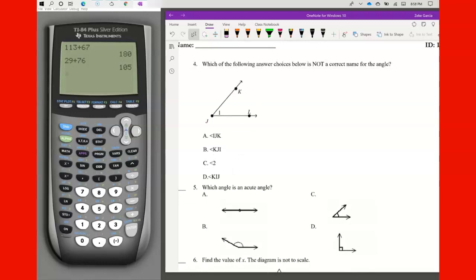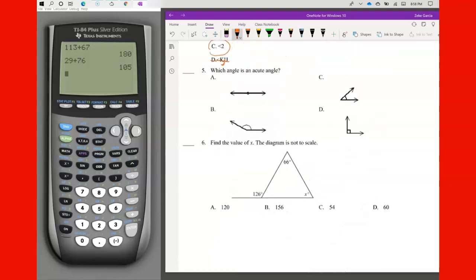Which of the following answers below is not correct? So you have angle IJK, that's correct. Angle KJI, that's correct. Angle 2 and angle KJL. So I think the one that is incorrect is C. And I think what's missing here is a J. So these 3 are correct, and angle 2 is the only one that's correct.